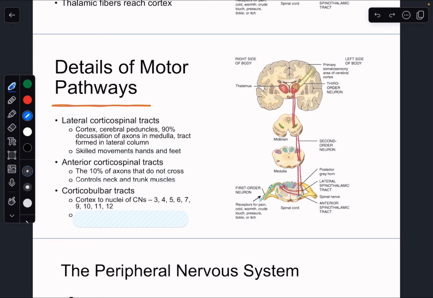All right, and then the corticobulbar tracts go from the cortex to the cranial nerve nuclei of the central nervous system: 3, 4, 5, 6, 7, 8, 9, 10, and 11. They're in Roman numerals, so Roman numeral 3, 4, 5, and all that. It is associated with movement of the eyes, tongue, chewing, expression, and speech.